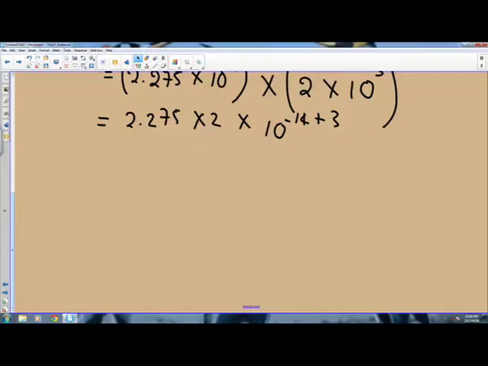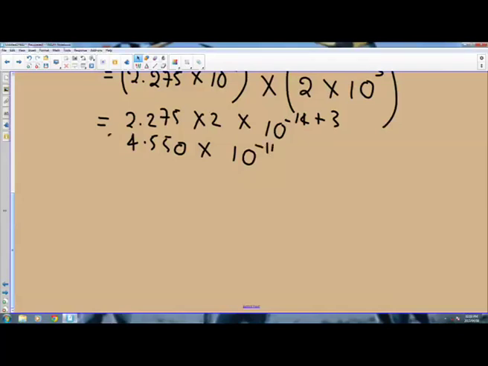And then this will be 2.275 times 2. 2 times 5 is 10, carry 1. 2 times 7 is 14, plus 1 is 15, carry 1. 2 times 2 is 4, then plus 1 is 5, then 2 times 2 is 4. And then how many decimals? 1, 2, 3, 1, 2, 3. So the point will be here. So it's 4.550 times 10 to the power minus 14 plus 3. Minus 14 plus 3. This is minus 11.